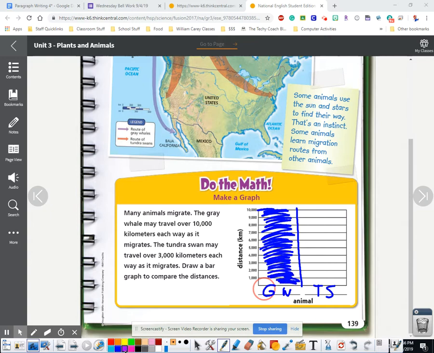And then the tundra swan travels over 3,000 kilometers each way. So 3,000 is right here. So this is how much the tundra swan travels. There's a 7,000 kilometer difference between the two. So all you had to do there was show me the bar graph you have shaded, and I'll literally do it for you. So you need to pause to see where the line stops. You can pause it. But again, I have to move on.